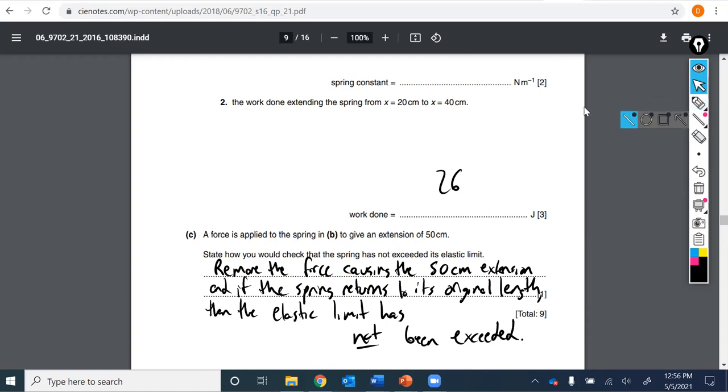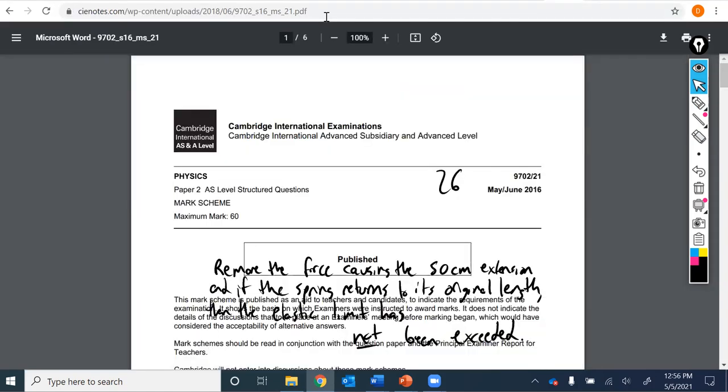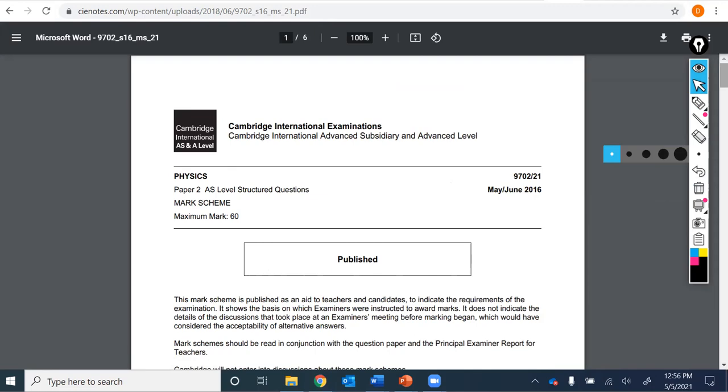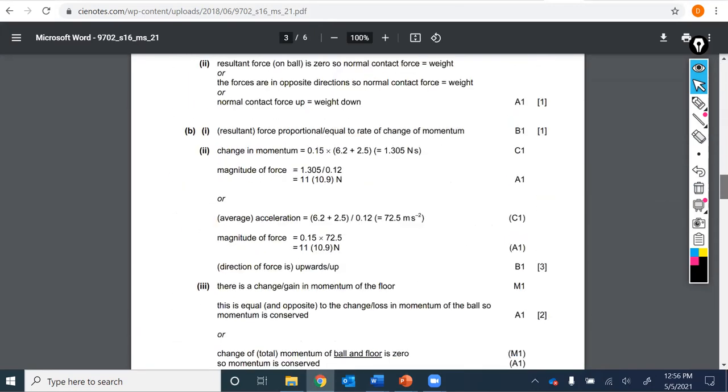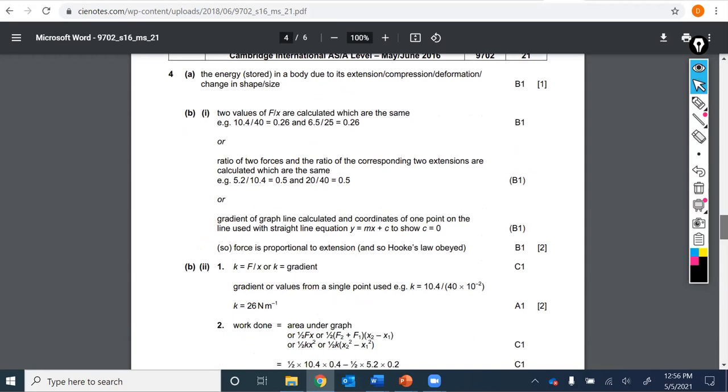All right, 9 marks for this one. Let's be mindful to give ourselves some feedback here. So I'm going to go to my address bar. I'm using the cienotes.com website. It's a great resource, and you can conveniently change QP to MS, change the question paper to the mark scheme. It will immediately queue up the appropriate one because all the rest of it is the same. This one came from May, June 2016. And we were just doing question number 4.